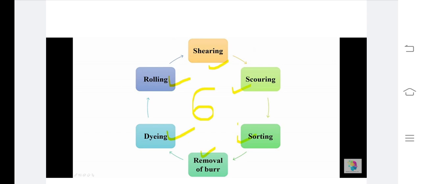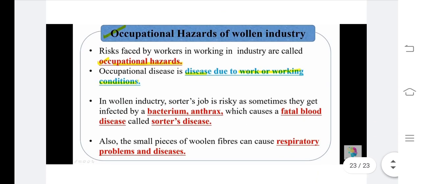In the next class, I would like to explain another important one. Fiber obtained from what? Silk. Very important, children. Observe the last slide. Occupational hazards of the woolen industry. Open page number 28.